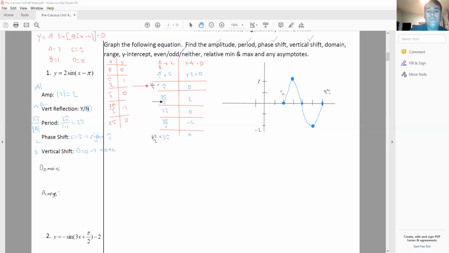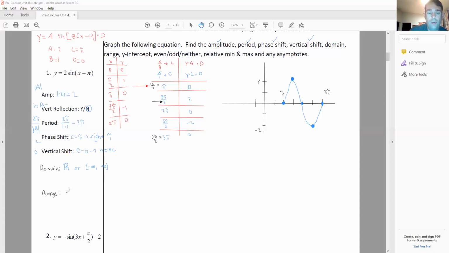Domain. Well, we said before, domain is always for the sine and cosine. It's always going to go on forever. So the domain is always all real numbers. Or if you wanted to, you could use negative infinity to positive infinity. That works too. And if you do that, though, make sure you put those in parentheses.